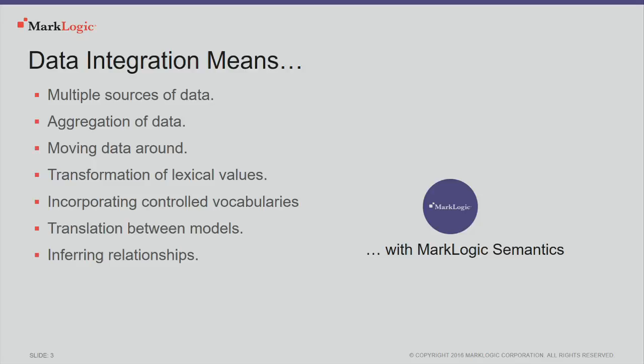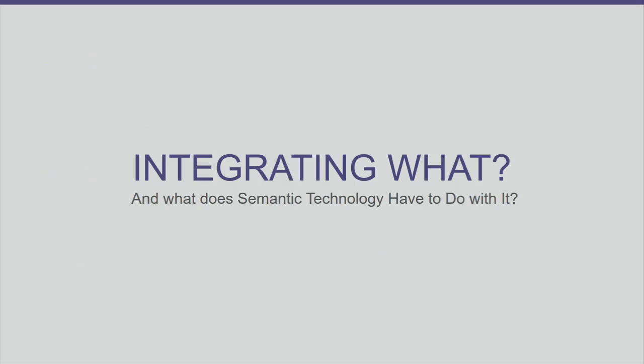You might be thinking of multiple sources of data, data aggregation, bringing it together in one place. You have to think about what it means to actually move data from one system to another and what has to happen to it in that process. One thing you'll have to do a lot is transformation of lexical values so that you can actually get your values into something that can be indexed by MarkLogic. Incorporating controlled vocabularies, translation between semantic models, and then finally inferring relationships. So these are just things to keep in the back of your mind as we continue along.